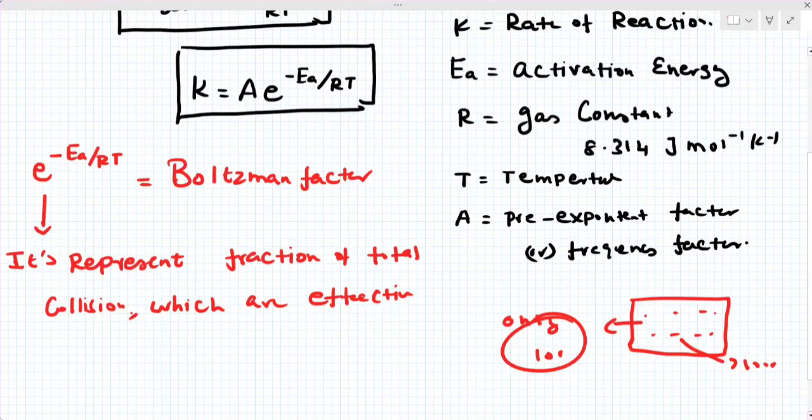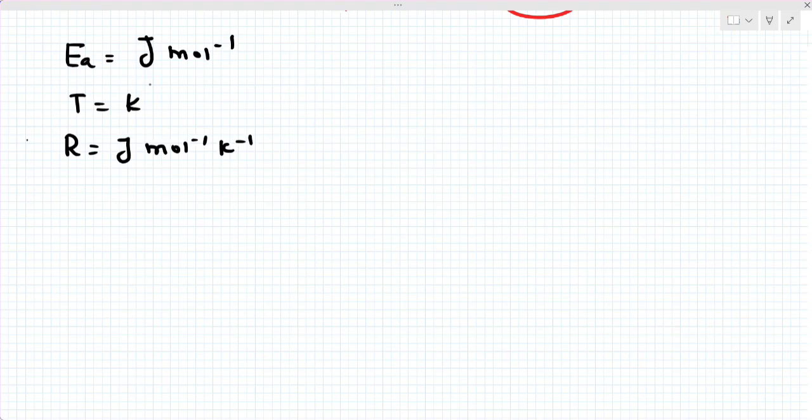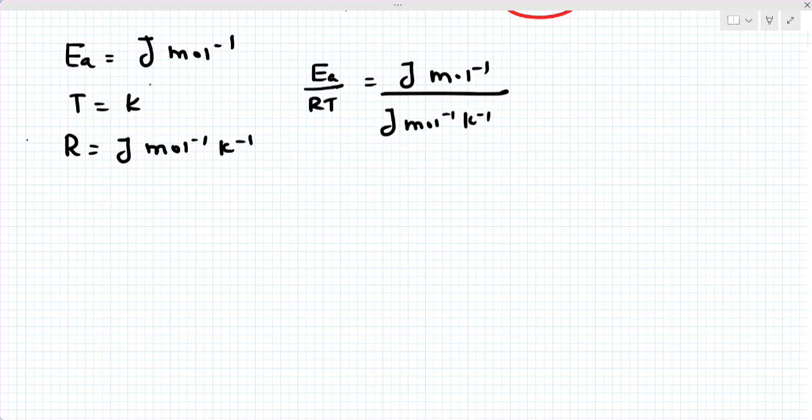Please note. Now I want to check the units. Activation energy unit Ea is joule per mole or kilojoule per mole. I take joule per mole. Temperature we know, that is Kelvin. Unit of gas constant is joule per mole per Kelvin. Now what is the unit of Ea by RT? Ea unit is joule per mole. R unit is joule per mole per Kelvin. Temperature, Kelvin, right? Moles cancel, joule cancels, Kelvin cancels. Therefore, it is unitless.